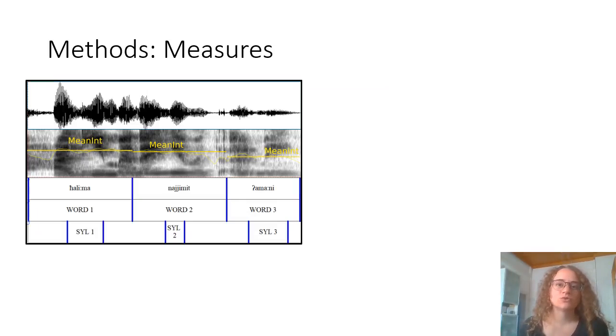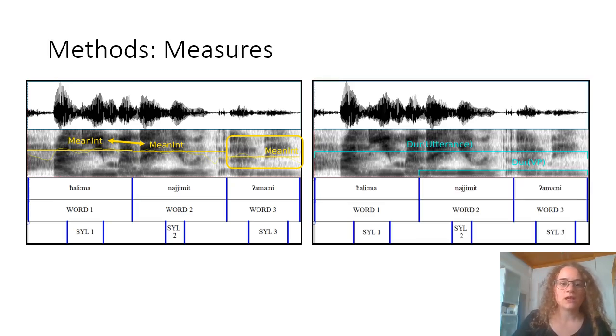We extracted 2 mean intensity measures. First, the difference between the first and the second word, analogous to F0 downstep, and second, the mean intensity of the last word to indicate reduction at the end of the utterance. And we extracted two duration measures, the duration of the utterance and the relative duration of the verb phrase.